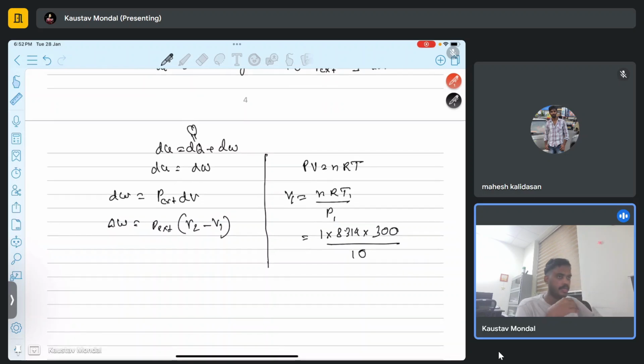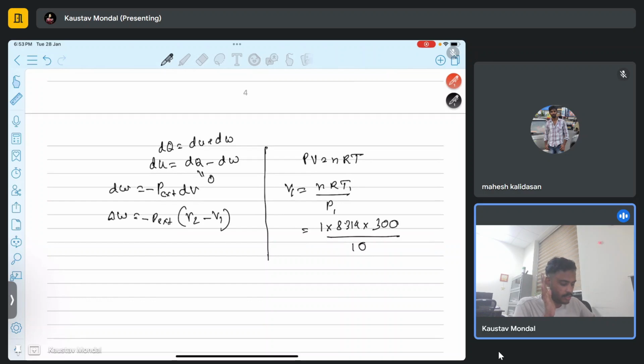One thing I missed here. Basically the work is done by the gas, so there should be a negative sign also. That dW is minus of this thing. Here also I've written it wrong. It should be dQ equal to dU plus dW, right? Sorry, I have written it the wrong way. So dU in this case will be dQ minus dW, and dQ here will be 0. Previously I made a mistake, so this is the actual law.